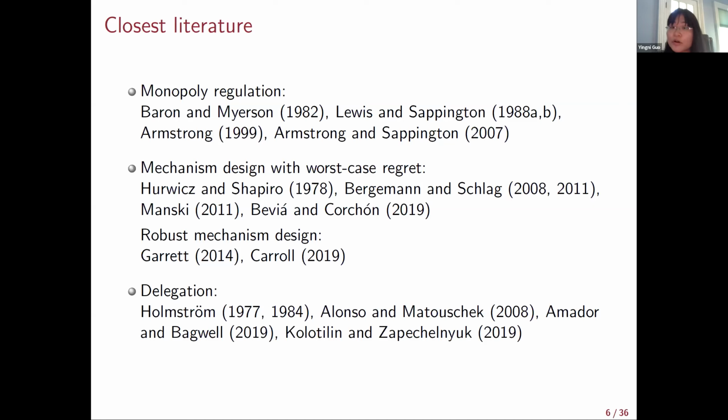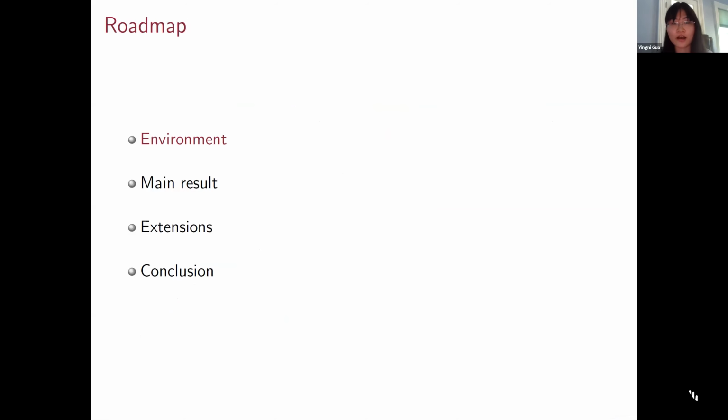Okay, and I will also talk later in the conclusion about why we choose this particular worst case regret instead of other robust mechanism design approaches. Now let's go to the model. The model is a very, very standard monopoly regulation problem, and everything except the last slide is standard, so you can just pay half attention.